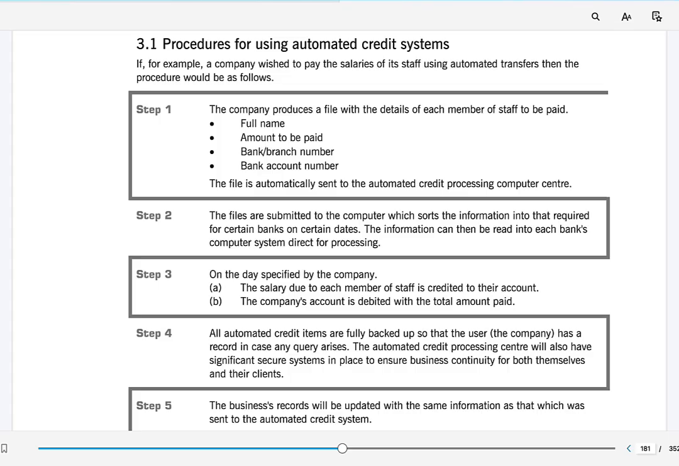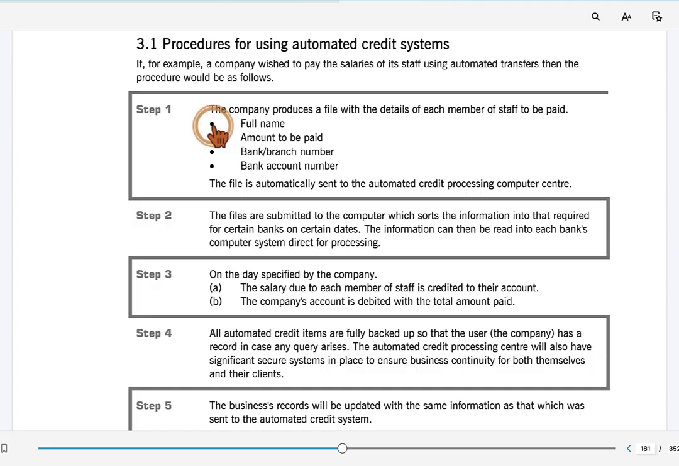What information must be included in the payment file? The book tells us the file includes details of each member of staff to be paid. The main items are full name, amount to be paid, bank or branch number, bank account number. Now I will explain each one slowly and clearly. Item 1, full name.